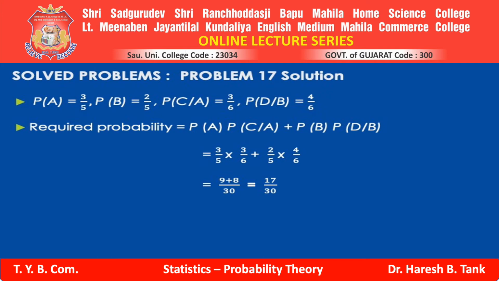So 3 upon 5 multiplied by 3 upon 6 plus 2 upon 5 multiplied by 4 by 6 comes to 17 by 30. And that is the required probability. Right? Next example.